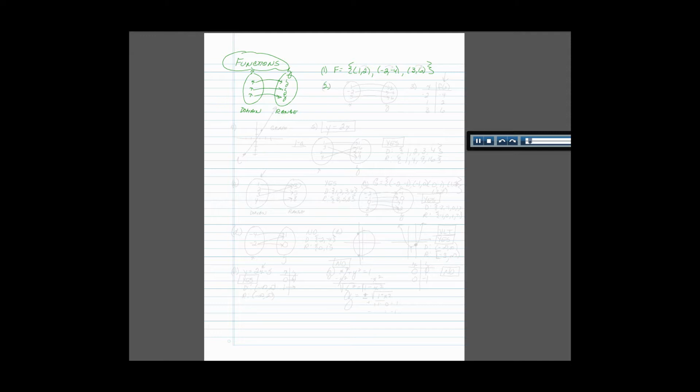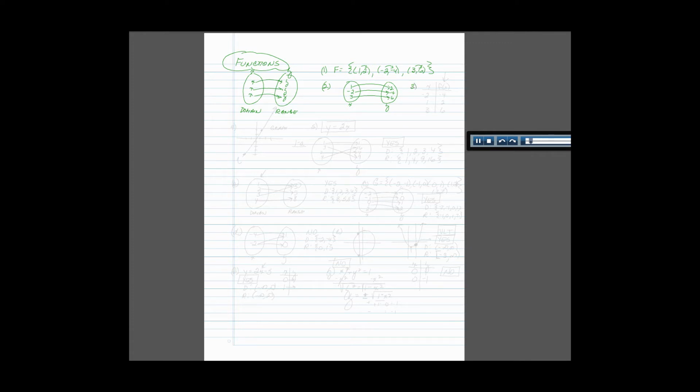The second way is as a mapping. I can take my x values and put them in one little oval here, and my y values in another. So I have 1, -2, and 3. 1 maps to 2, -2 maps to -4, and 3 maps to 6. So there are the mappings inside. That's another way, as a correspondence or a mapping.